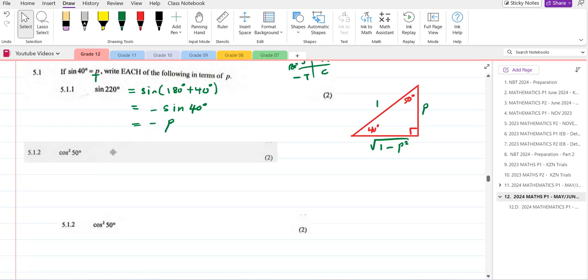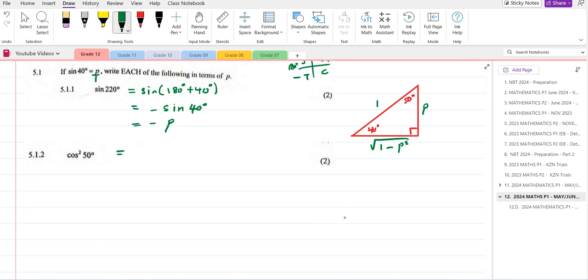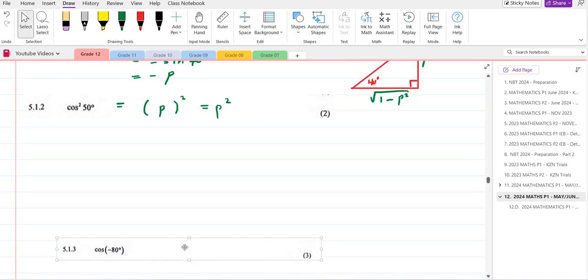What is cos squared 50 degrees? We know what cos 50 is. Look at the reference angle here: adjacent over hypotenuse, so p over 1. Cos squared 50 is going to be squared, and cos of 50 degrees is adjacent over hypotenuse, so p squared. So it's just p squared. I hope you guys are understanding. Right, simple question so far. Let's check what's the next one now.